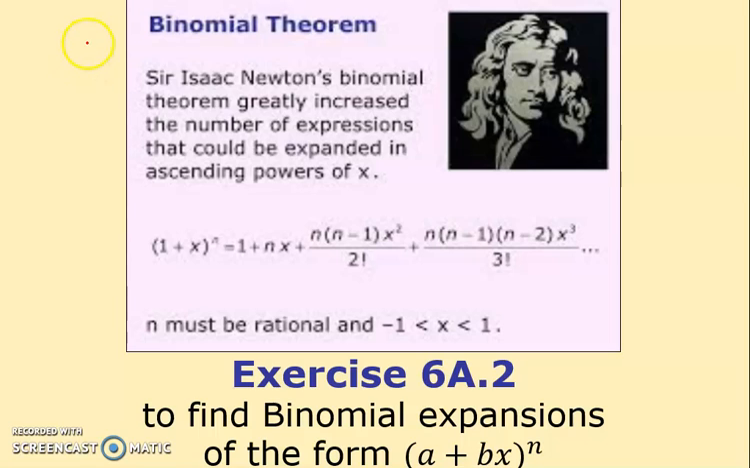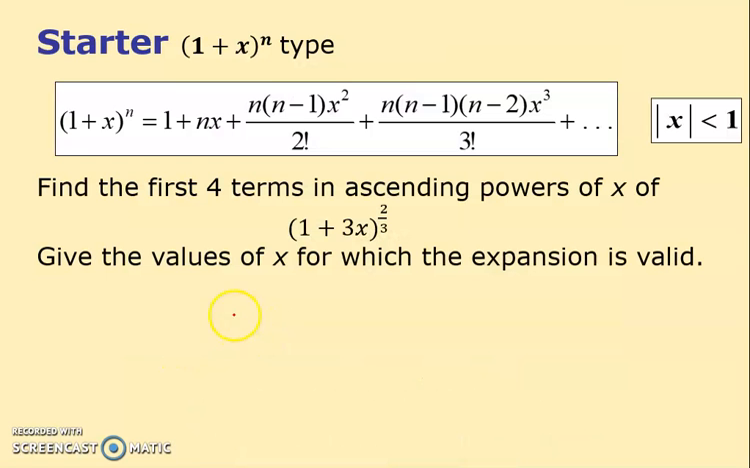Right, this is exercise 6A.2, looking at binomial expansions again. Last time, of course, we looked at this type of question where n no longer needs to be rational. It can be any old number. So, for instance, this is the kind of question we saw.